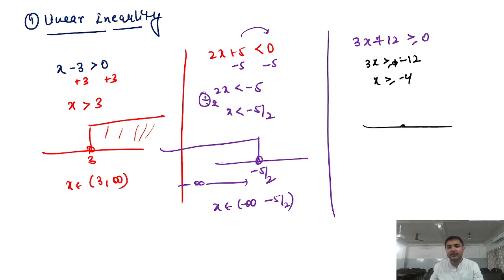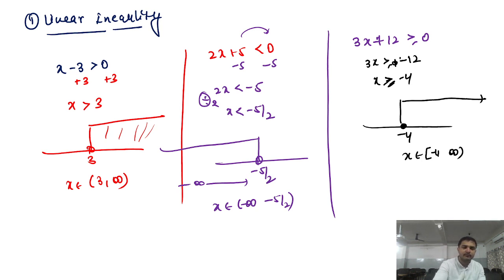On the number line, I plot minus 4 with a dot. Why so? The equality symbol is there, so x can be equal to minus 4 also. We take the right side of minus 4. That means x belongs to minus 4 to infinity. Infinity is always an open interval, and for minus 4 the equality symbol is there, so we pick a closed interval. Understood?